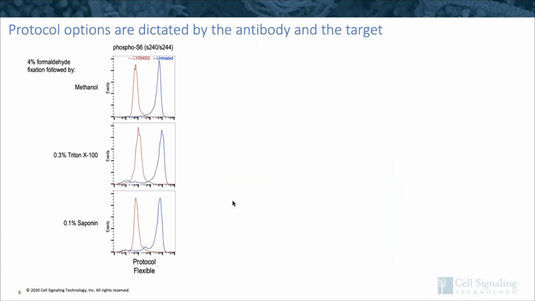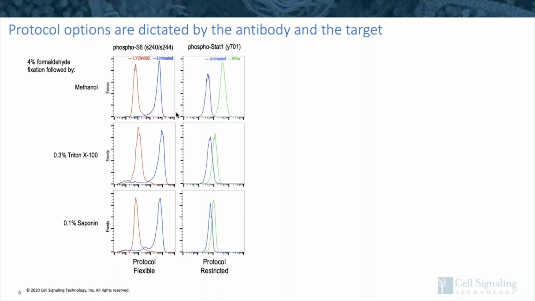So your protocol options are going to be dictated by both your antibody and your target. In our experience, we found that most antibodies tend to be protocol flexible, meaning that they'll work under multiple protocol conditions, but there are some that are a little bit more finicky than others. So in this example, looking at phospho-S6 on cells that have been either untreated or treated with an inhibitor, they've been fixed with 4% formaldehyde and then permeabilized with either methanol, Triton X100, or saponin. And regardless of our permeabilization reagent, we're still able to see a good separation of our positive and negative populations.